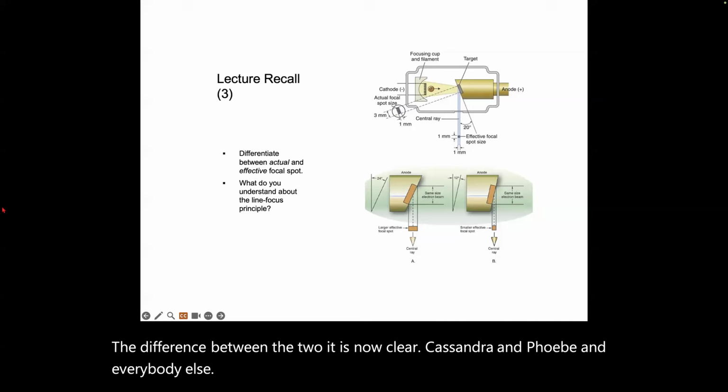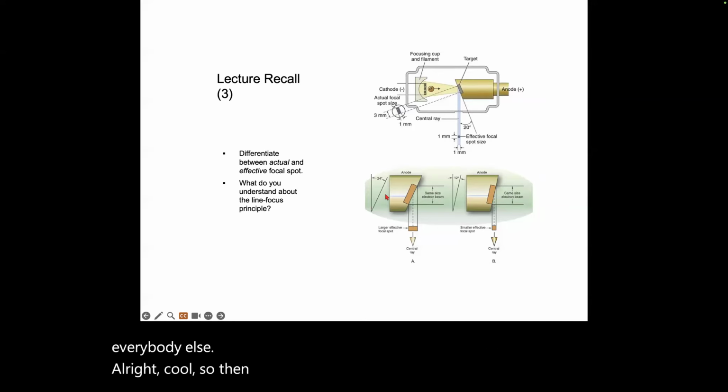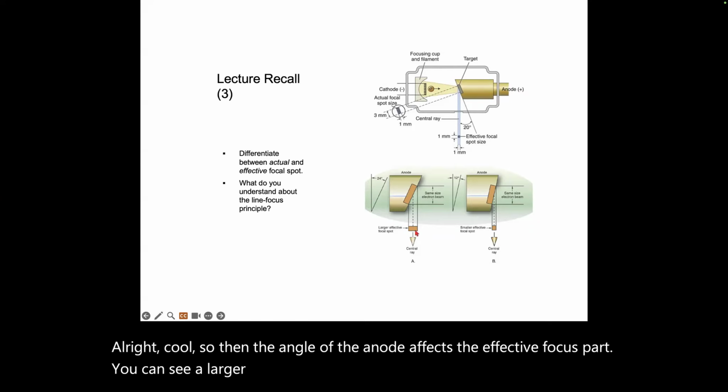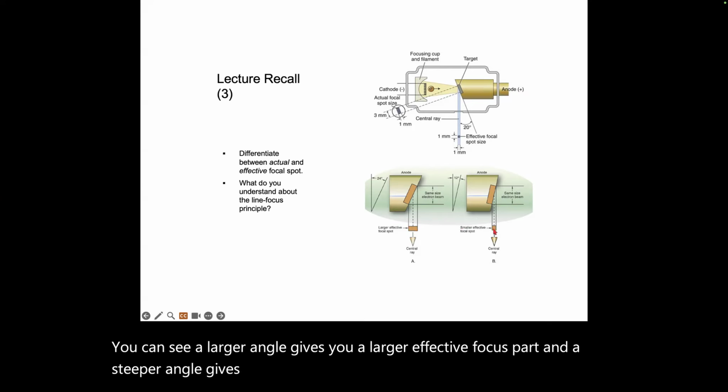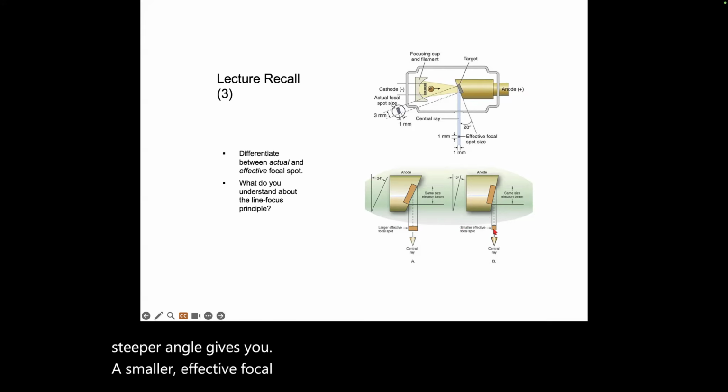All right, cool. So the angle of the anode affects the effective focal spot. You can see a larger angle gives you a larger effective focal spot, and a steeper angle gives you a smaller effective focal spot. So these two are directly related.